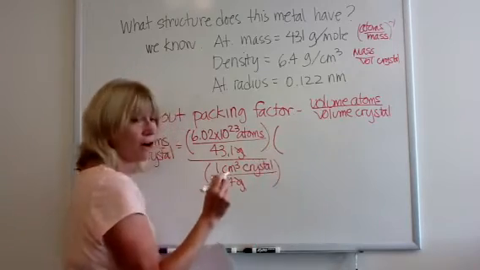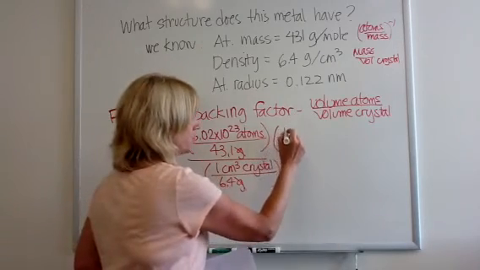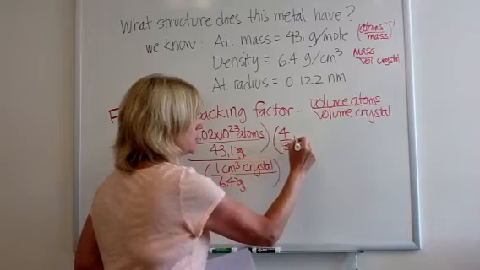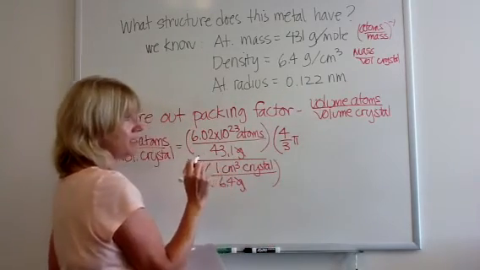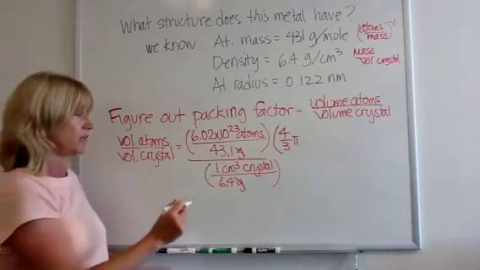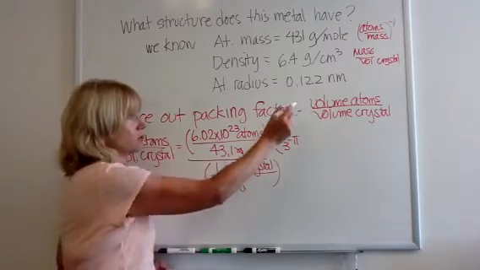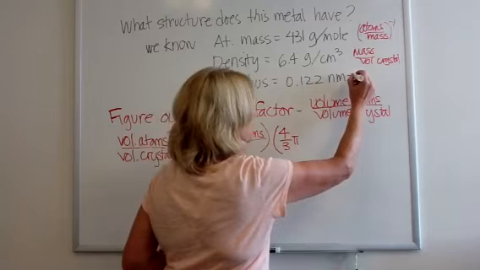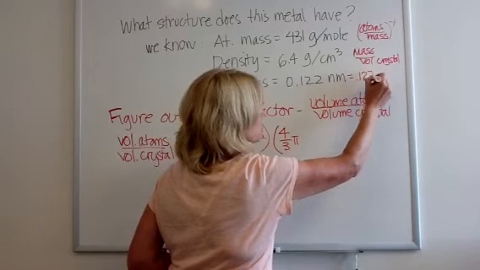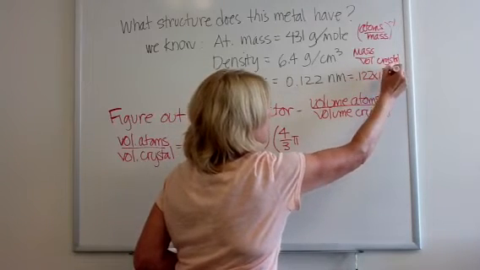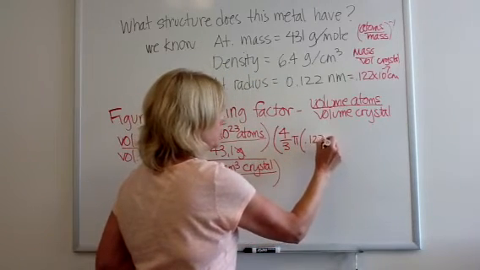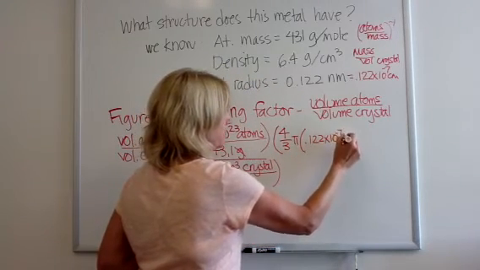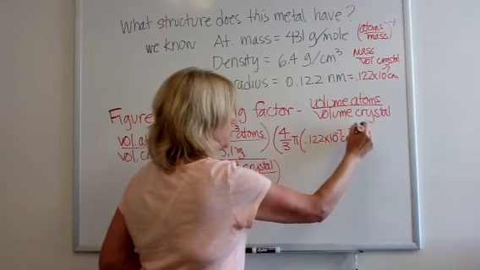Well, if we assume they're hardball spheres, their volume is 4/3 pi r cubed, so we have 4/3 pi, and now we want to use our radius, but we want to make sure that we use the right units. We've got centimeters cubed here, so we want to convert this to centimeters. This is going to be 0.122 times 10 to the minus 7th centimeters. So 4/3 pi times 0.122 times 10 to the minus 7th centimeters. I want to cube that guy.